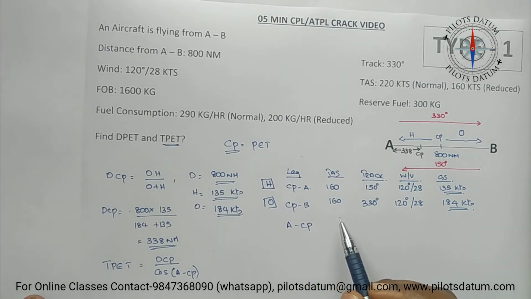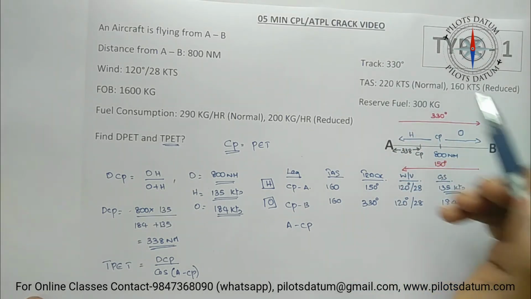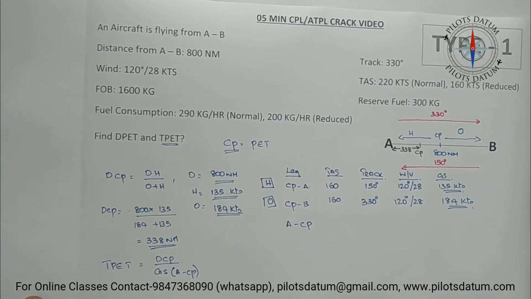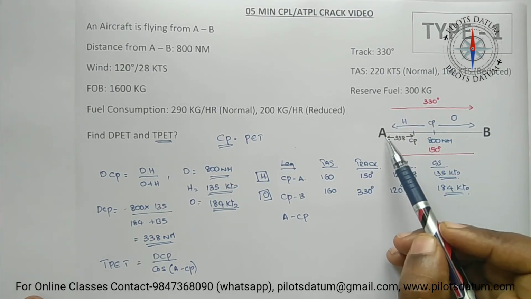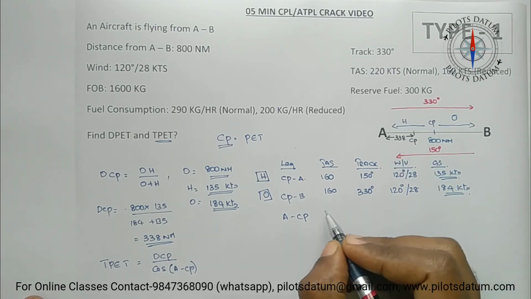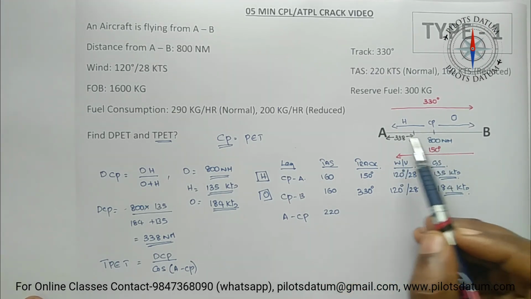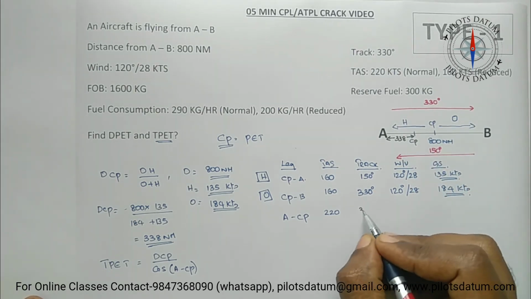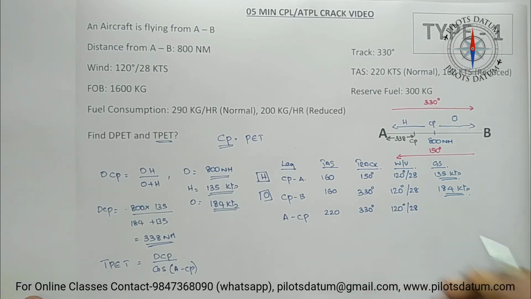The true airspeed which we are taking here is the actual true airspeed, or the normal airspeed. Why? Because from A to CP there is no engine failure. As I told you, we are assuming an engine failure at CP. So when we are traveling from A to CP, there is no engine failure. That's why we are taking the full true airspeed, or normal true airspeed, 220. What will be the track? We are traveling from A to CP, so the track is 330 degrees. Wind is the same, 120 degrees, 28 knots.